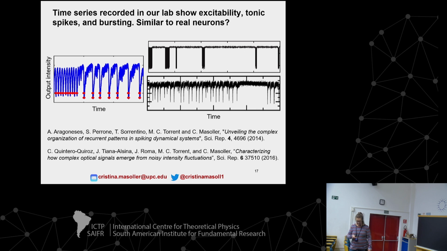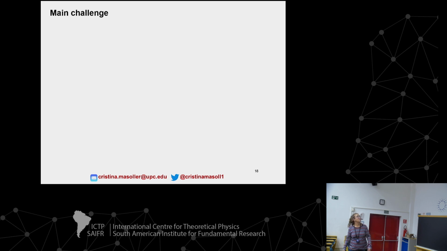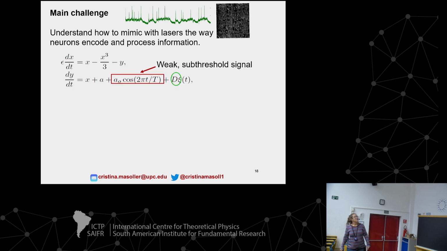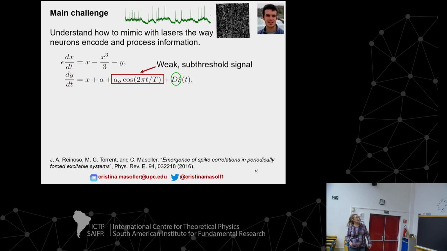Nobody knows. So before moving to this, I tell you that the laser has this type of time series which look similar to neurons. The main challenge is to understand the neural code, to understand how neurons encode information, how they use spikes to encode information, and maybe also use noise to encode small amplitude information, how neurons are able to perceive very, very weak signals. So basically, the idea is to understand how this signal in the FitzHugh-Nagumo model can be encoded. And this is what we did.